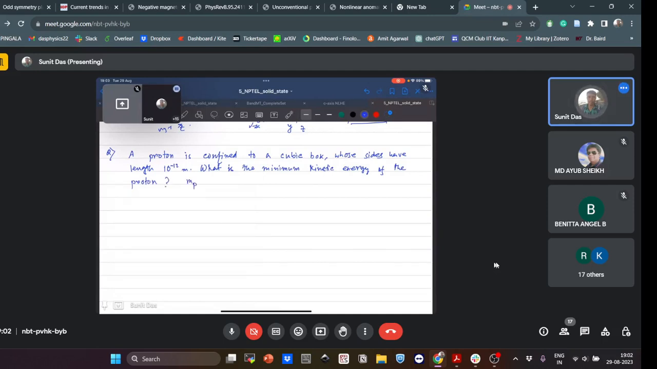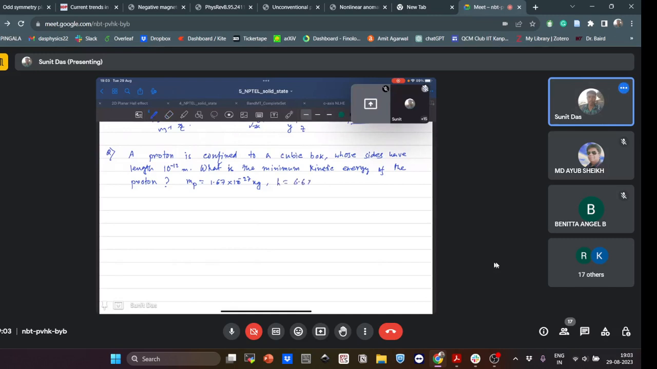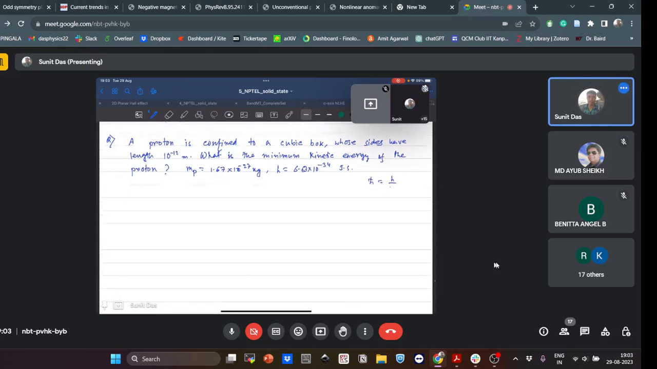So given, the mass of the proton is 1.67 × 10^-27 kg, and Planck's constant is also given. So this is h actually, 6.63 × 10^-34 joule second, and we are using h bar. h bar means h by 2 pi.